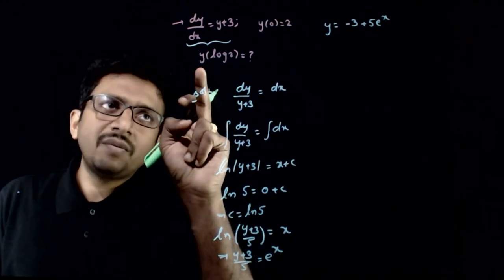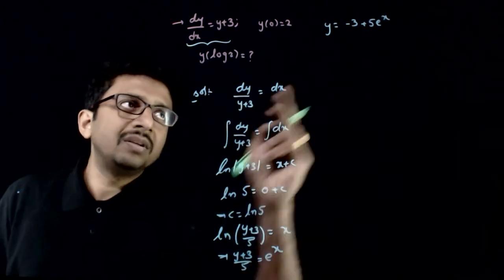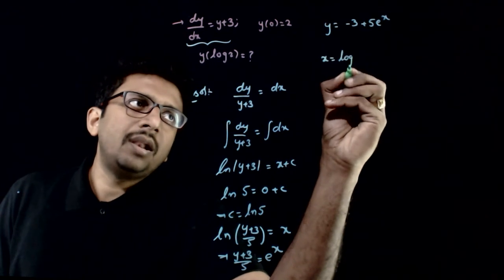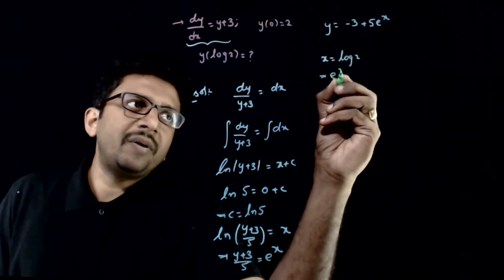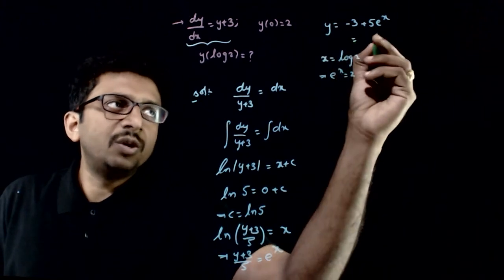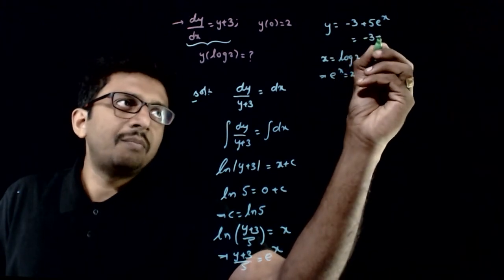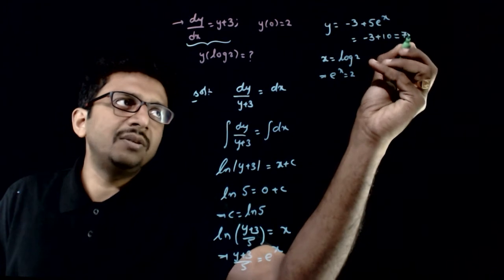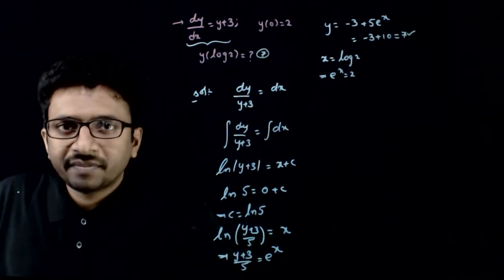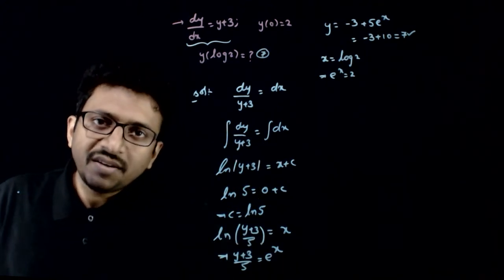So you're asked to find y when x = log 2. If x = log 2, this implies e^x = 2. Just need to put e^x = 2. You get -3 + 10 = 7. So the answer is 7. So this is how you do it using indefinite integration.